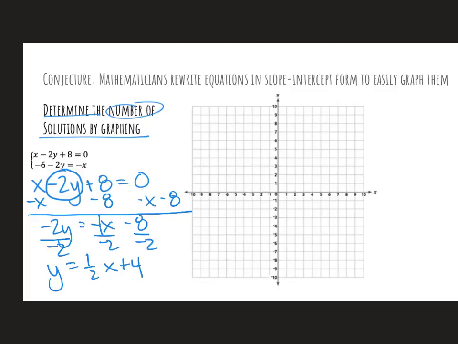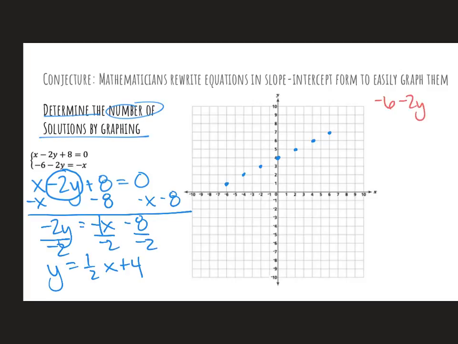Y-intercept is what? Positive 4. Slope up 1 over 2, up 1 over 2, up 1 over 2. Going to go the other direction just in case because I don't know what that line looks like. All right. Switch to your other colored pencil if you have one. We're going to do the second line.